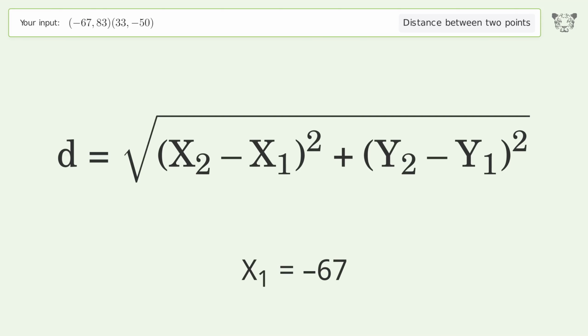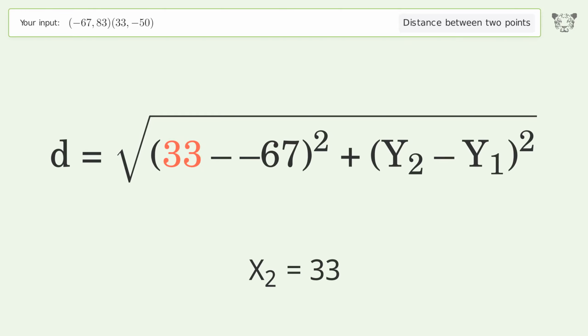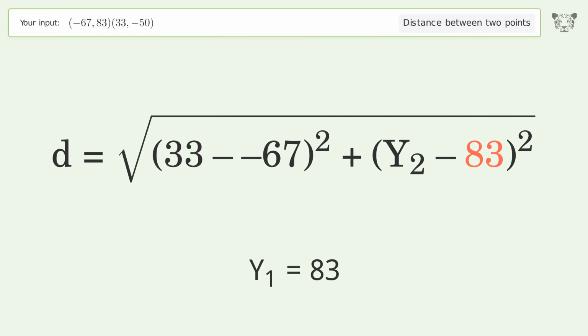x1 equals -67. x2 equals 33. y1 equals 83. y2 equals -50.